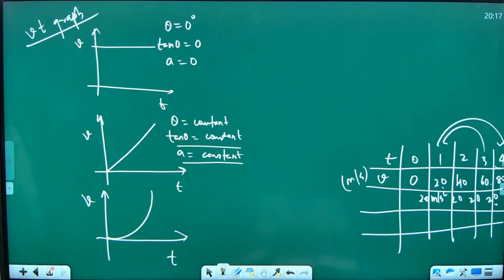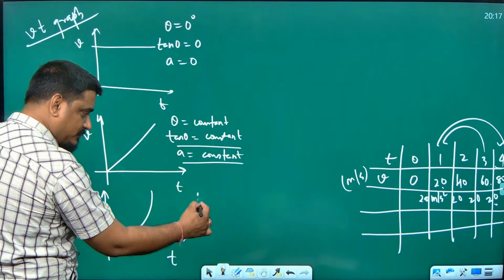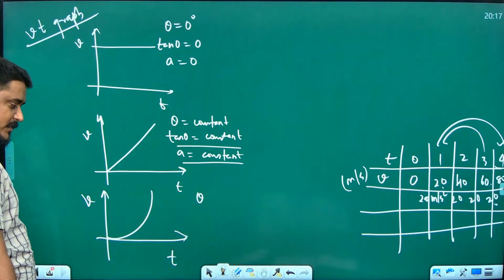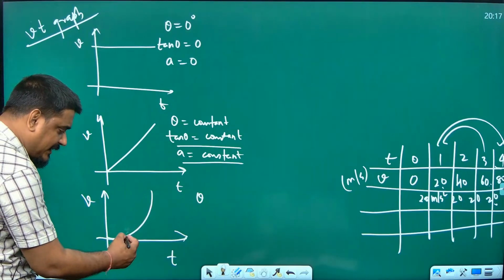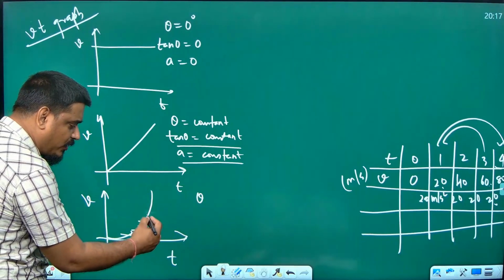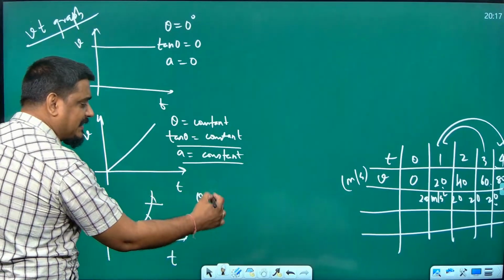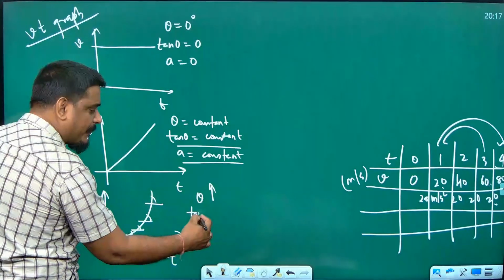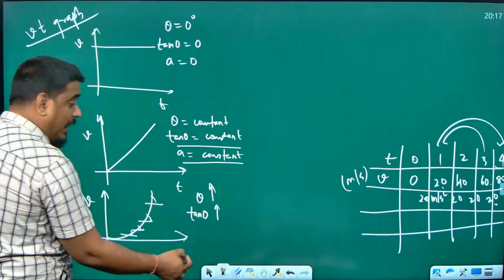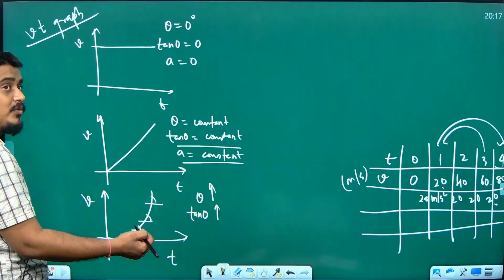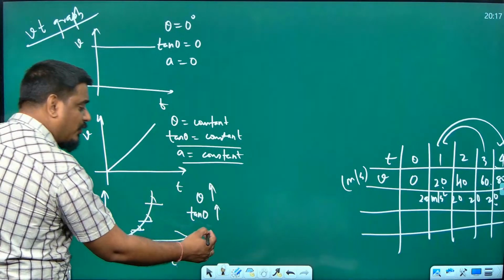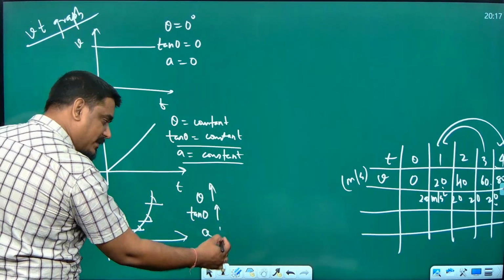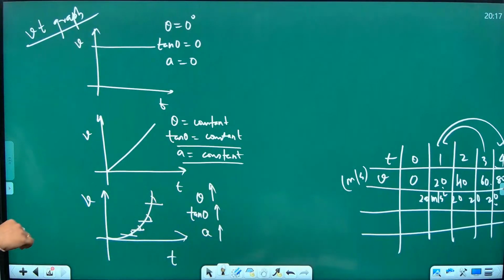Yes, sir. Please tell me. So, theta will be increasing, decreasing or constant? Theta will be increasing, sir. Yes, increasing obviously. See here, less, more, much more. Theta is increasing. So what will happen to tan theta? It will also increase. And what does tan theta give you? Acceleration. So acceleration will also increase. So this is a graph of increasing acceleration.